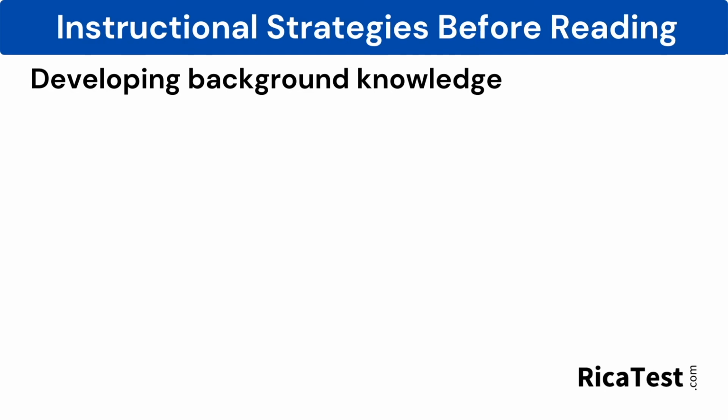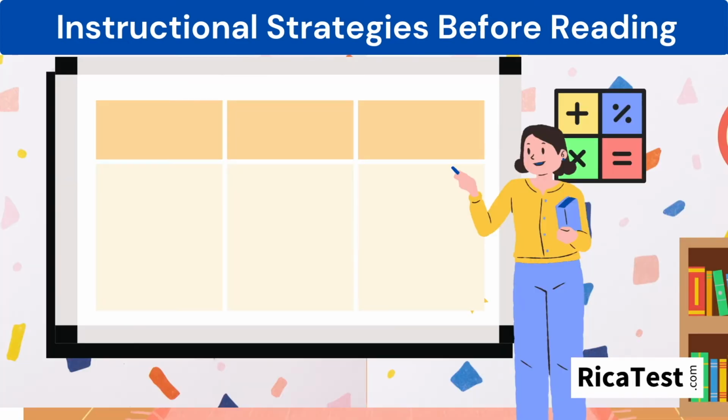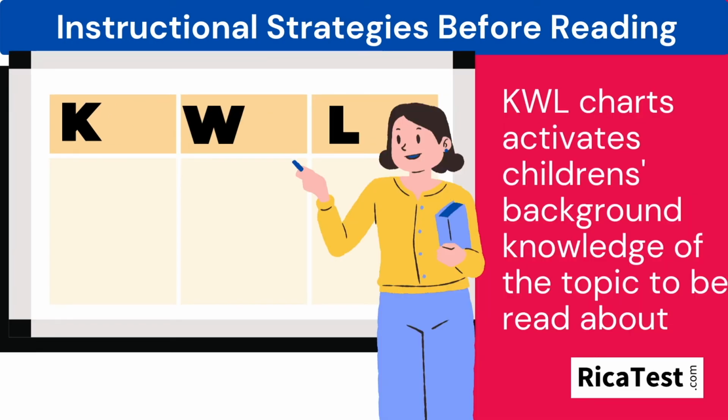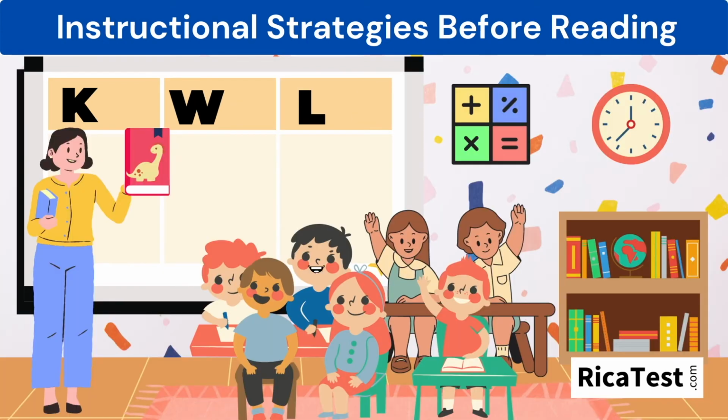One of our favorite explicit instructional strategies for orienting students to new texts that you can use on your RICA test is using the KWL chart to develop your students' background knowledge. This is where a teacher divides the whiteboard or chart paper into 3 columns with the letters K, W, and L. The acronym stands for What I Know, What I Want to Know, and What I Learned. KWL charts activate students' background knowledge of the topic to be read.